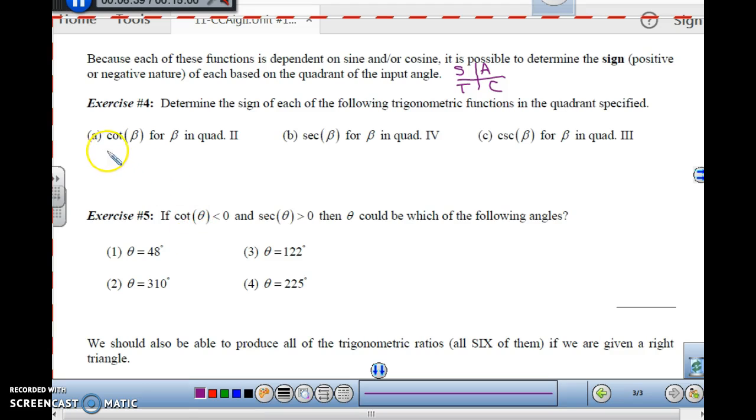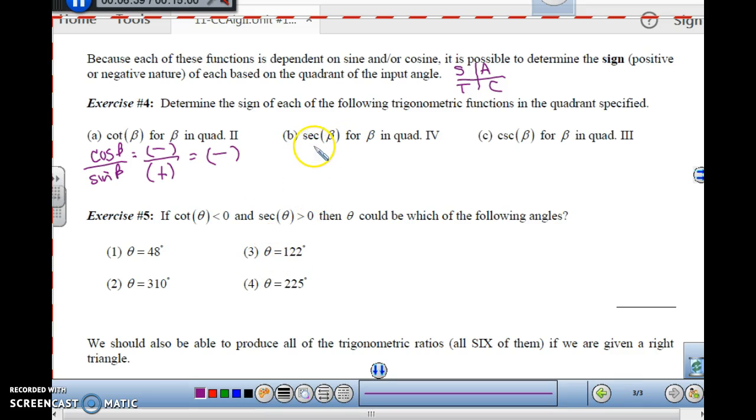All right, now we know that cotangent is, instead of sine over cosine, going to be cosine over sine. So it will be cosine of beta over sine of beta. All right, in the second quadrant, cosine will be negative, sine will be positive. So negative divided by positive will be negative. Okay, and remember here, sine is positive, so that means that tangent and cotangent will be negative.